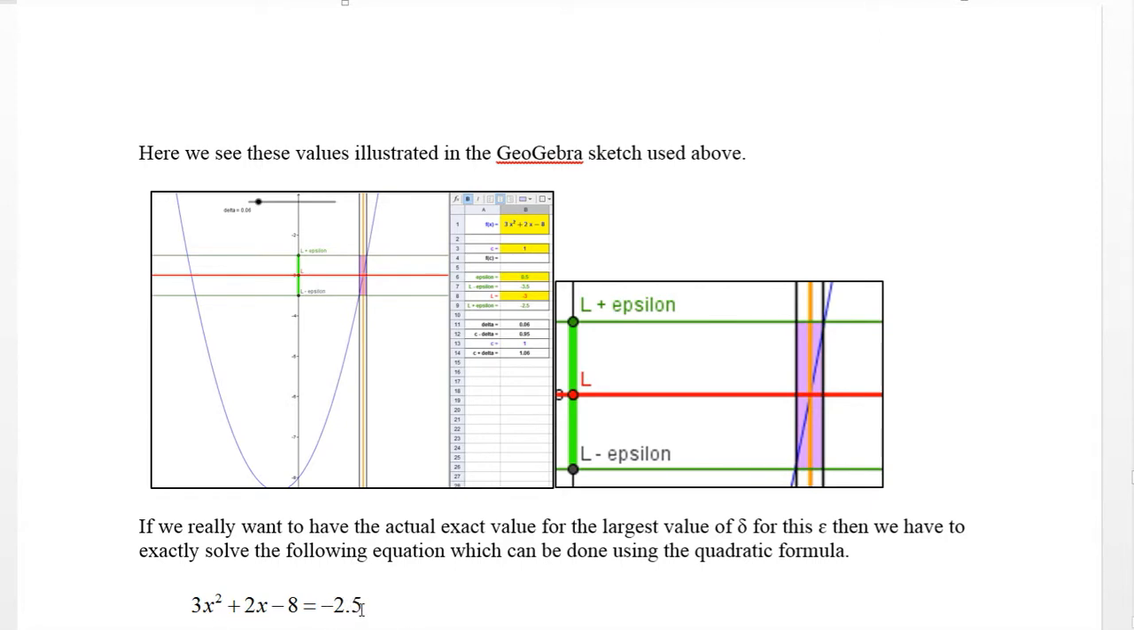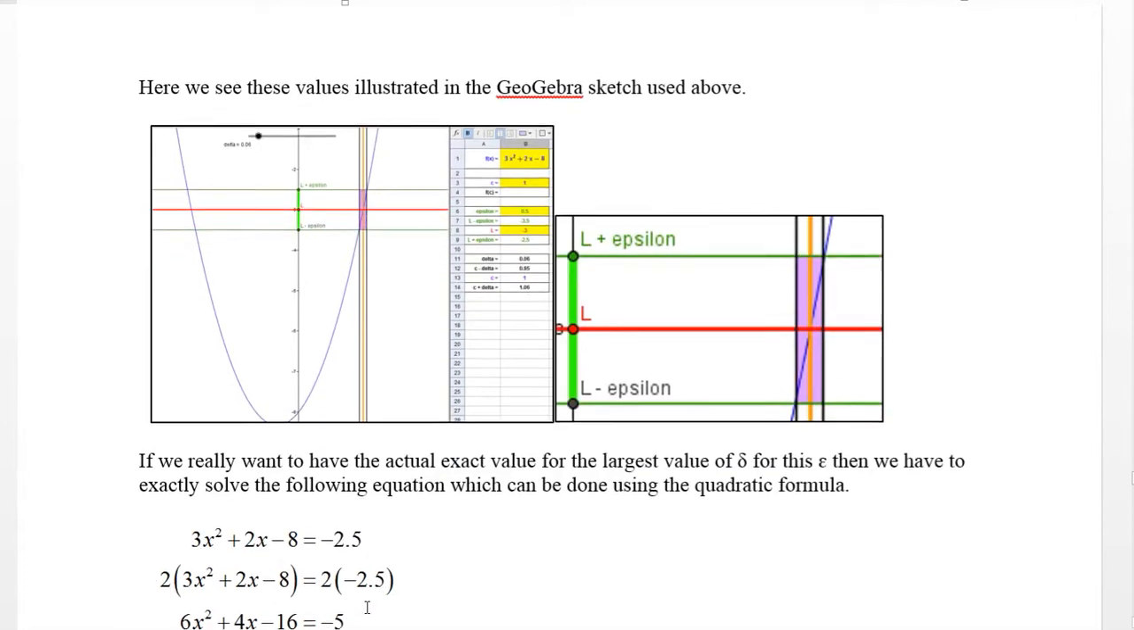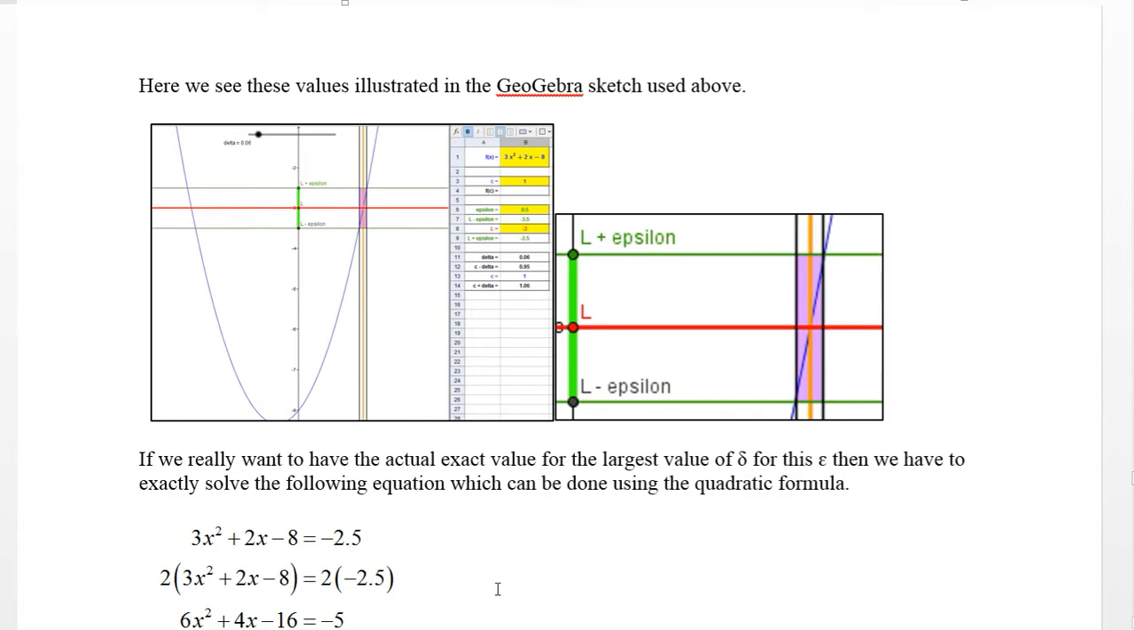Now, because it has decimals in it, and it ends in 0.5, I could multiply both sides by 2 and get rid of the decimals. And so that becomes 6x squared plus 4x minus 16 equals negative 5. And of course, notice I used the distributive property on the left-hand side of the equation.